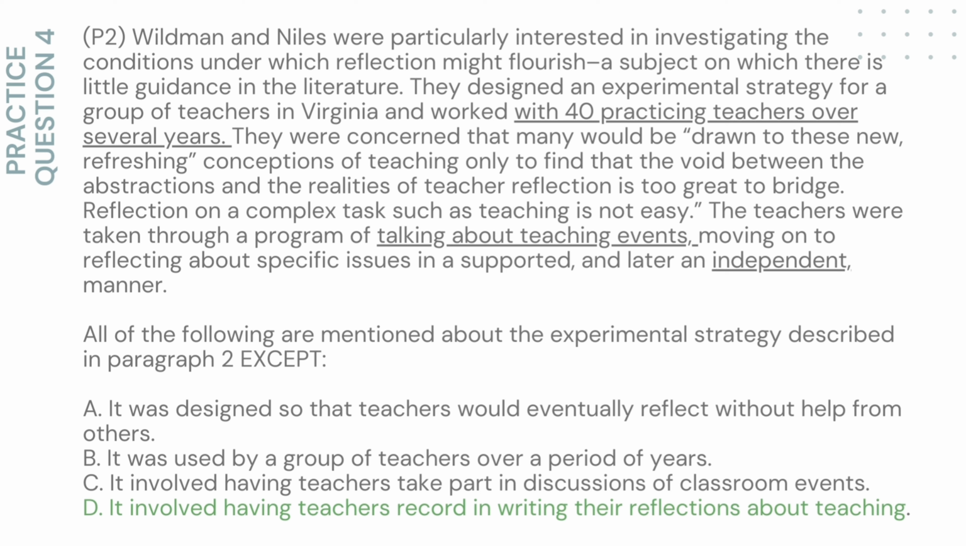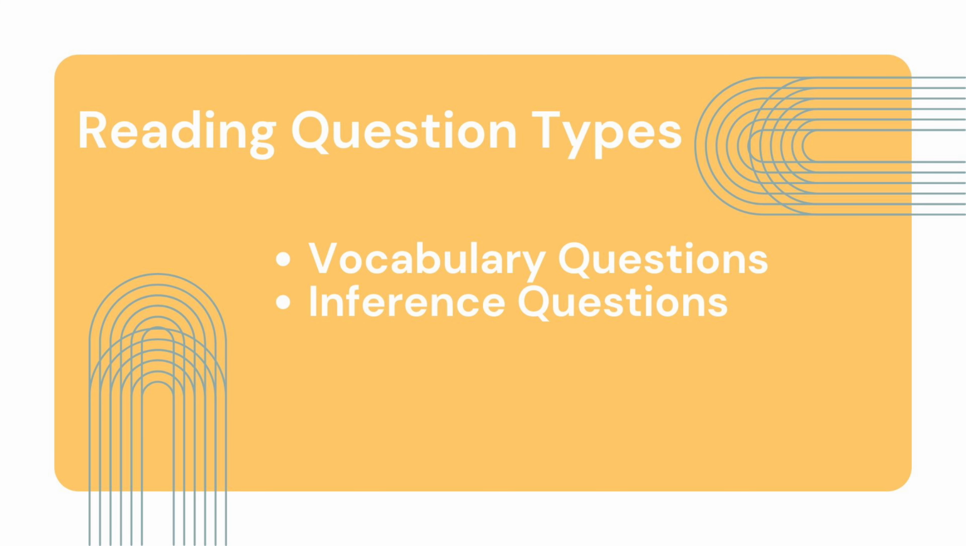Choice B, it was used by a group of teachers over a period of years. That's the first thing that's underlined, with 40 practicing teachers over several years. Option C then is underlined near the bottom of the paragraph. Talking about teaching events is the same as discussions of classroom events.